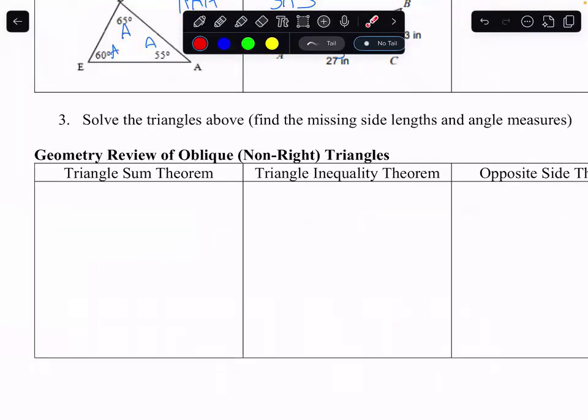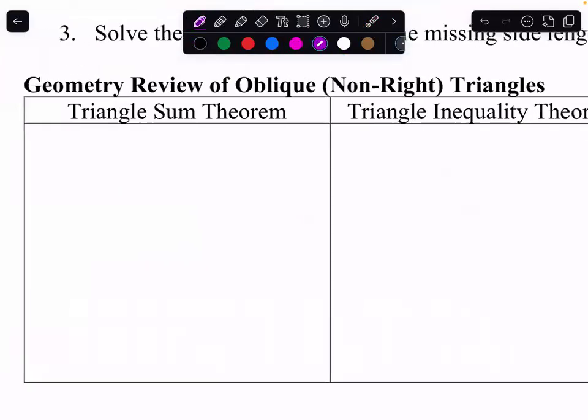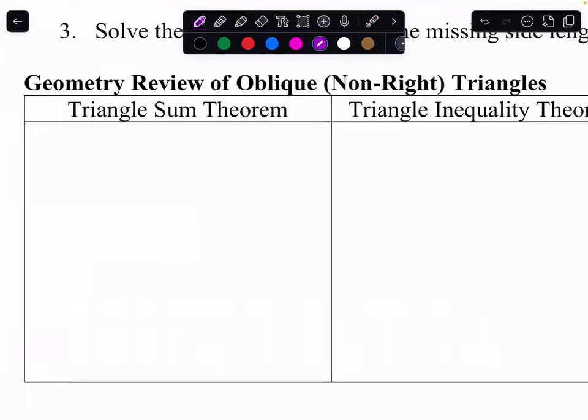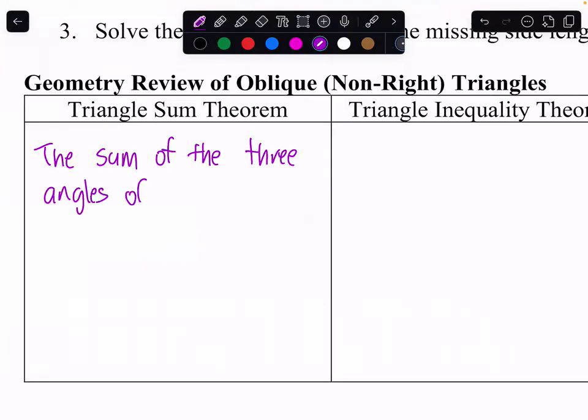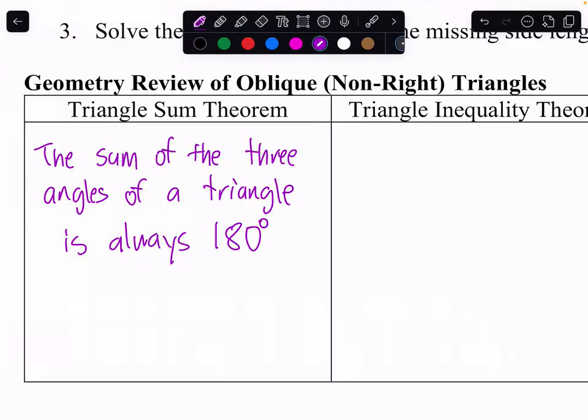Well, first, let's review a few things that are true for all triangles, both right and non-right. First, the triangle sum theorem. The sum of the three angles of a triangle is always 180 degrees, right? That's something you've been using for years, but we'll continue to use it. So I just wanted to remind us of that fact.